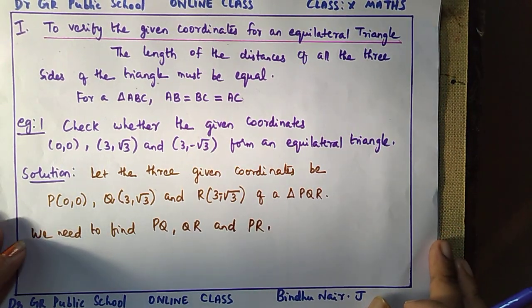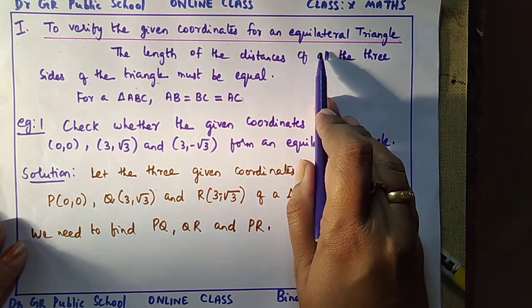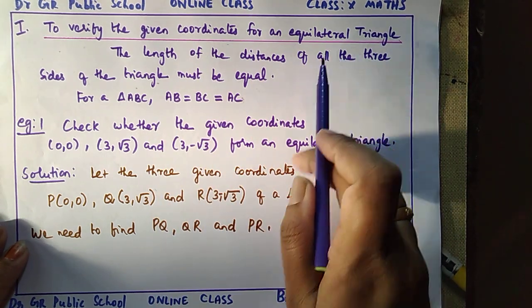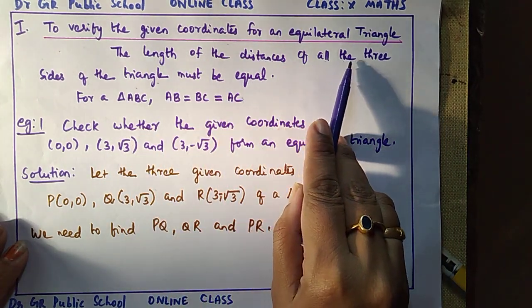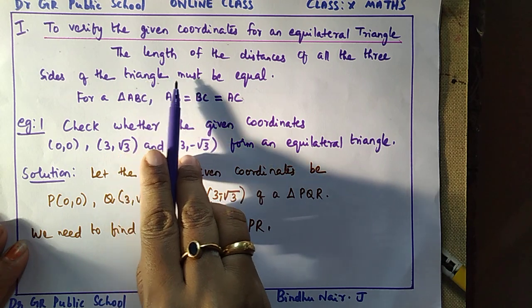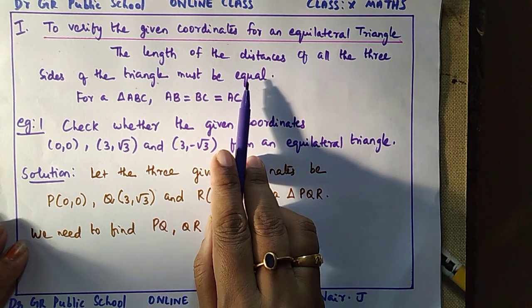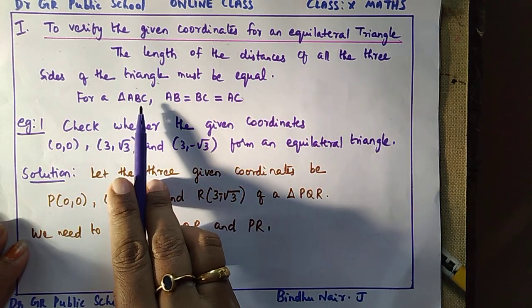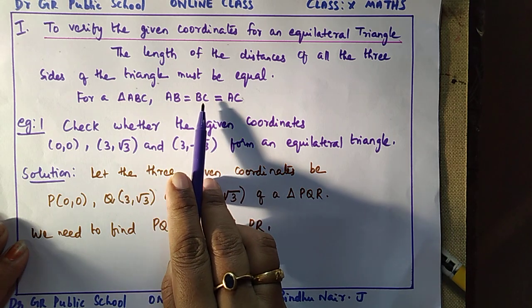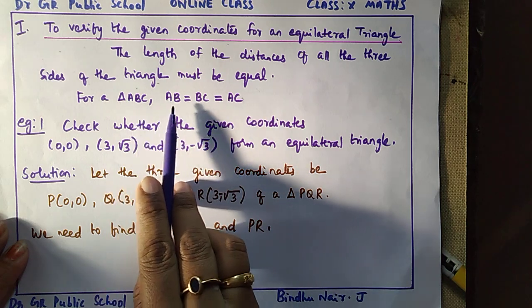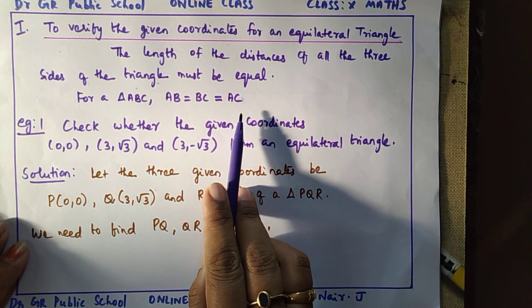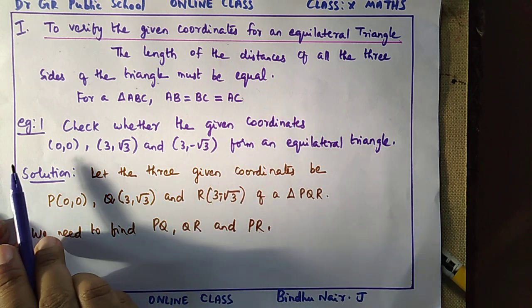The first one is to verify whether the given coordinates form an equilateral triangle. So what do you know? The lengths of all three sides of the triangle must be equal. For a triangle ABC, AB equals BC equals AC. So in triangle ABC, we want to prove all three sides are equal. Okay? Yes. Example 1, your first problem.